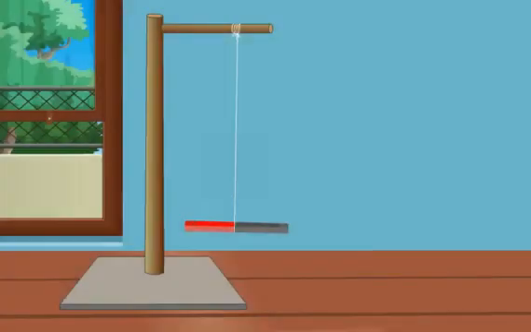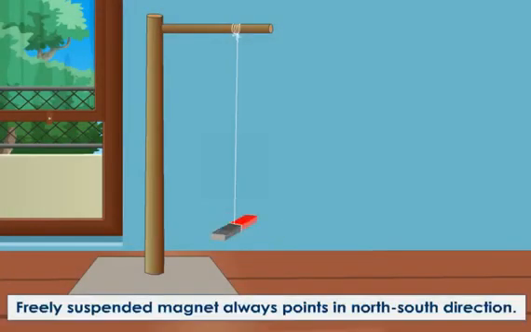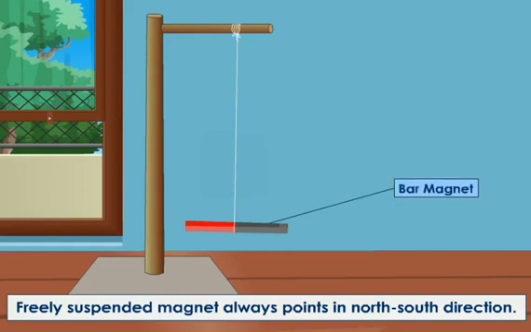Now, let us move on to the third property of a magnet. Students, freely suspended magnet always points in north-south direction. When a bar magnet is suspended freely and horizontally from a thin thread, the magnet will come to rest, pointing to the Earth's north and south directions.